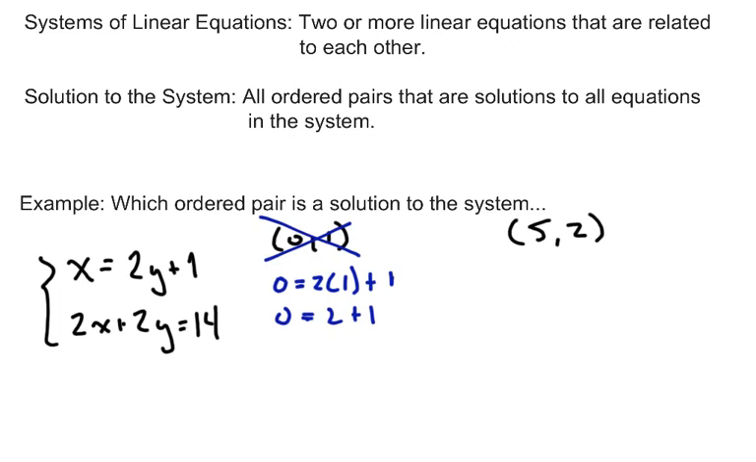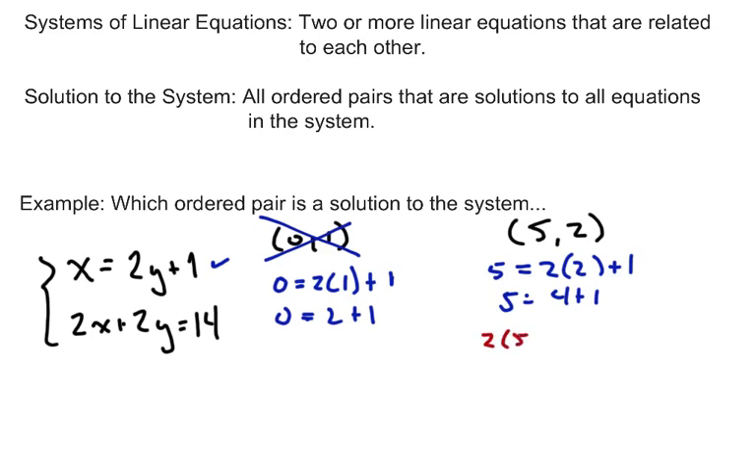So moving on to the ordered pair 5, 2, we plug that into the equation, and it's 5 equal to 2 times 2 plus 1. Will this 5 equal 4 plus 1? Yeah, it works. That just means that it works for the first equation of the system. We can't crown this ordered pair a solution to the system yet just because it works for the first one. What we need to do is to check it in the second equation as well.